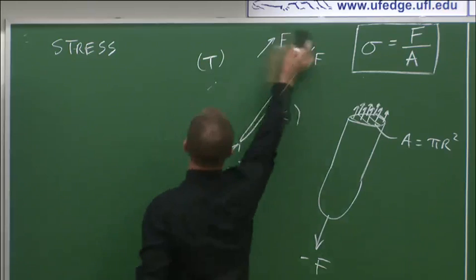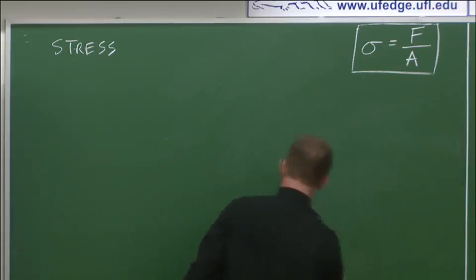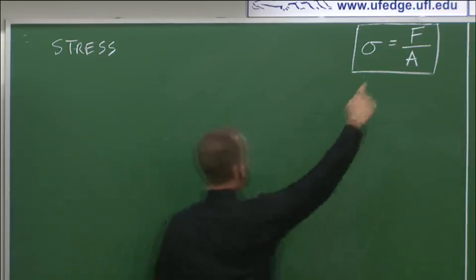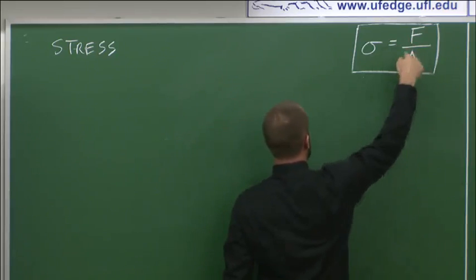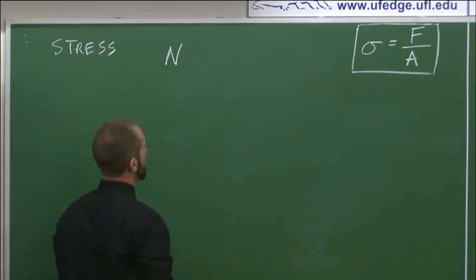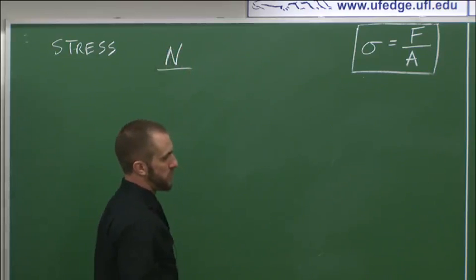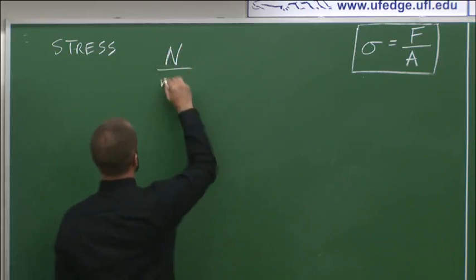If we look at that equation, F over A, in terms of units, we have force over area. The unit of force would be a Newton in SI units, and area is typically meters squared, but I'm going to use millimeters squared, and you'll see why.